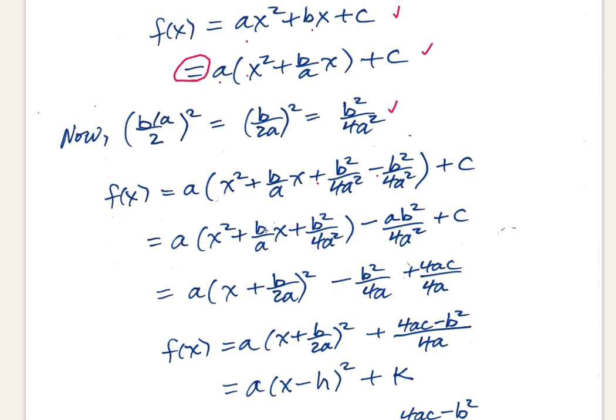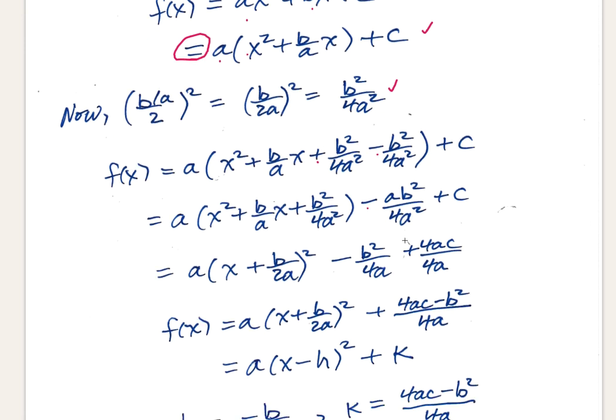Now, when I take him outside the parentheses, what I have left inside the parentheses would be x squared plus b over ax plus b squared over 4a squared. So I'll put that in parentheses there, as you see. Now, when I take this guy out, don't forget everything inside the parentheses is being multiplied by a. So I actually have, outside the parentheses, minus ab squared over 4a squared. And then I've got my plus c there.